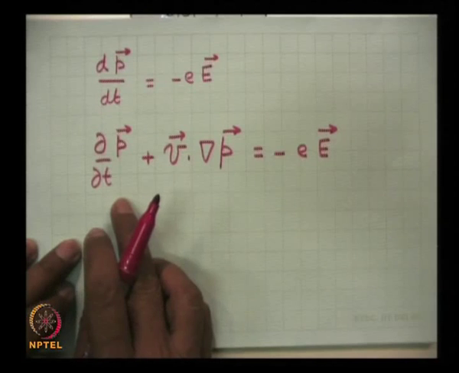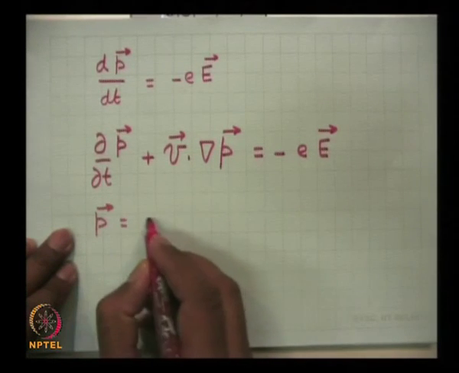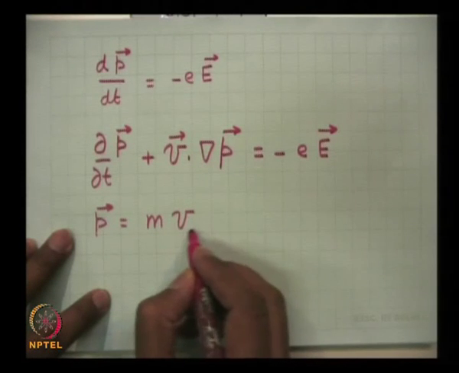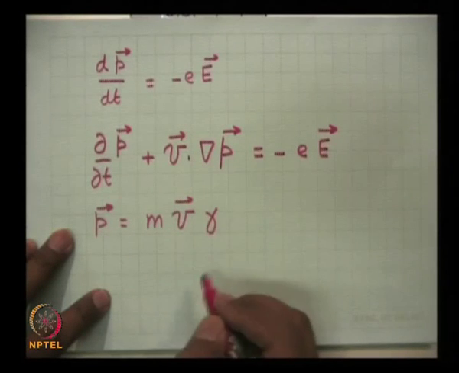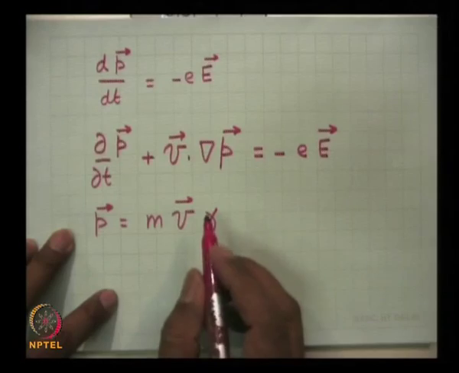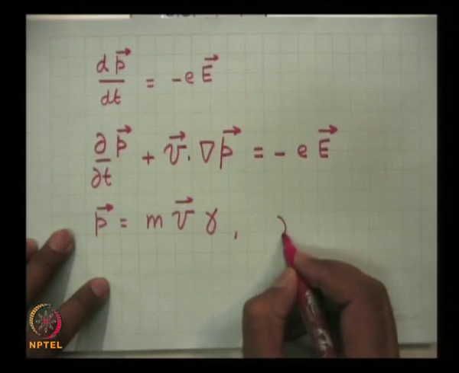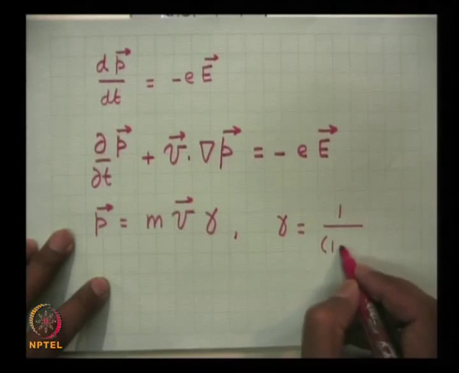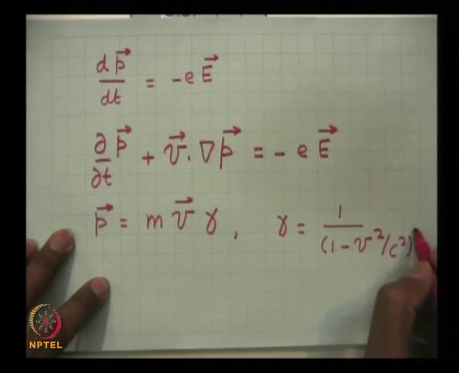This equation we have to solve, where momentum I can write down as mass of the electron into velocity of the electron into the Lorentz factor gamma, and gamma is related to V as gamma is equal to 1 upon under root of 1 minus V square by c square to the power half. This is the Lorentz factor.